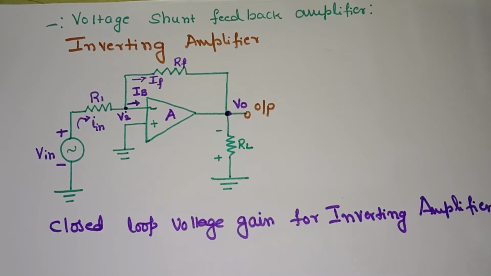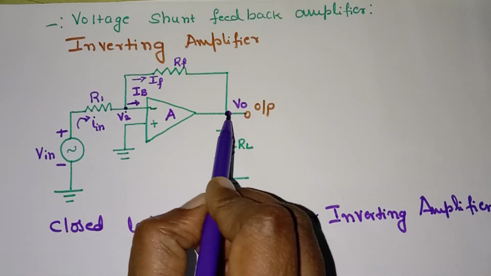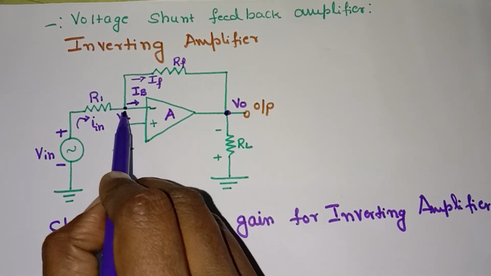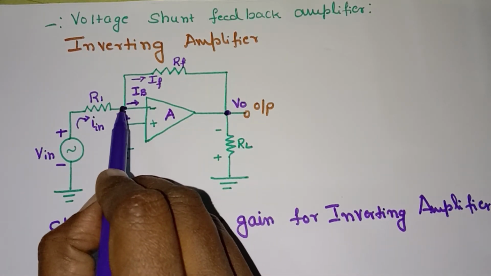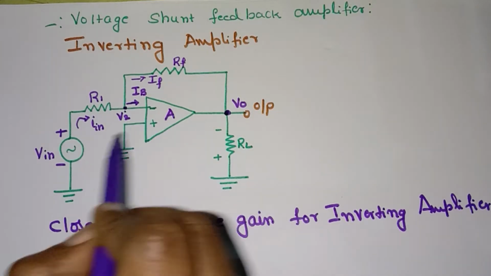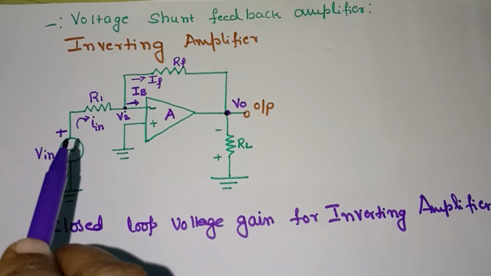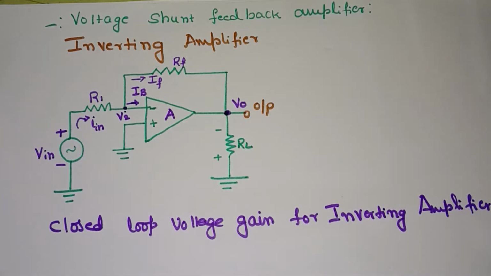And another thing is, this is called the negative feedback amplifier also. Why it is called negative feedback amplifier? Whenever you are giving input, a fraction of the output is given back to the input, it decreases the input voltage. When it decreases the input voltage, then it is called a negative feedback amplifier.